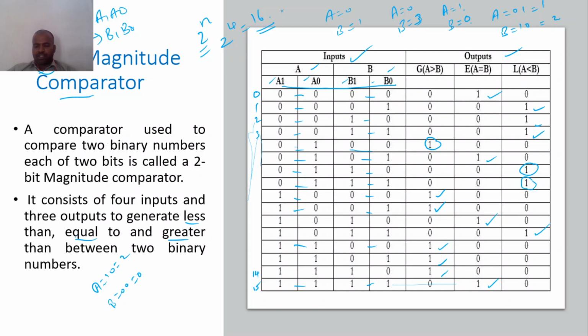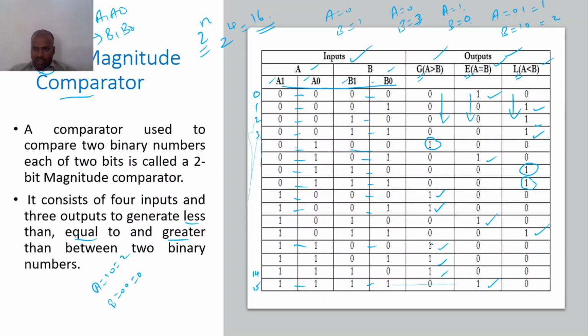Next we need to create the expressions for A greater than B, A equals B and A less than B. Here greater than is indicated by G, equal is indicated by E and less than is indicated by L. So next I am going to find the expressions for all three, G, E, L. While calculating G, only concentrate on this column alone, in how many places value 1 is there. While deriving the expression for E, concentrate on this middle column alone, and for L, this column alone. So let's go for G.